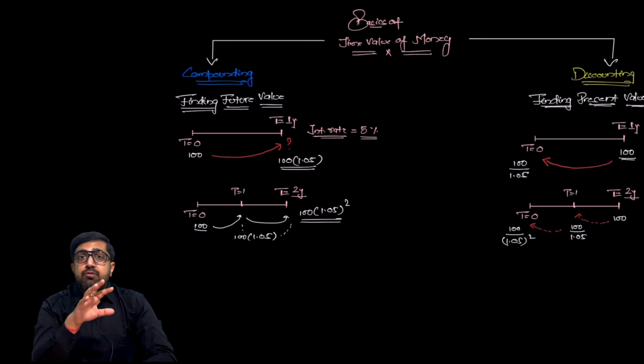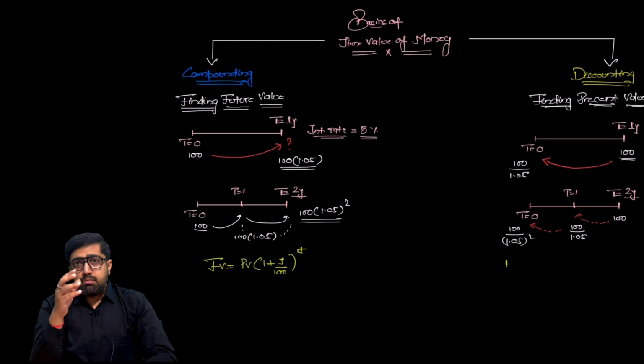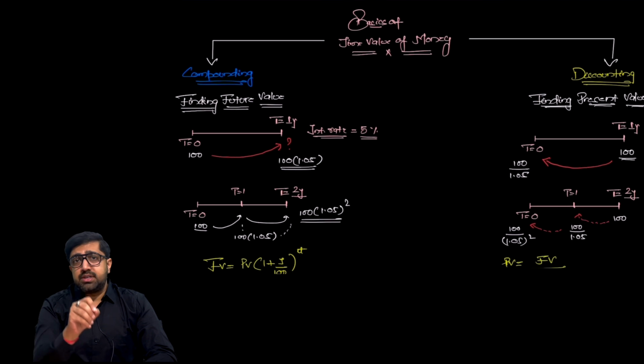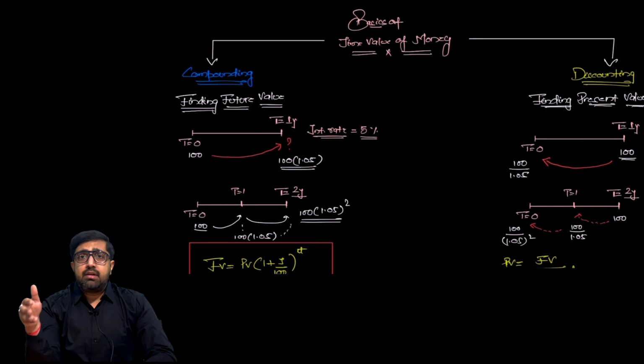Now if you want to formulate it, then the formula for finding the future value would be: whatever the present value you have, you compound it or multiply it with 1 plus interest rate upon 100 raised to the power time. And if you reverse the formula for discounting, present value is equal to the future value discounted by 1 plus interest rate upon 100 raised to the power time.